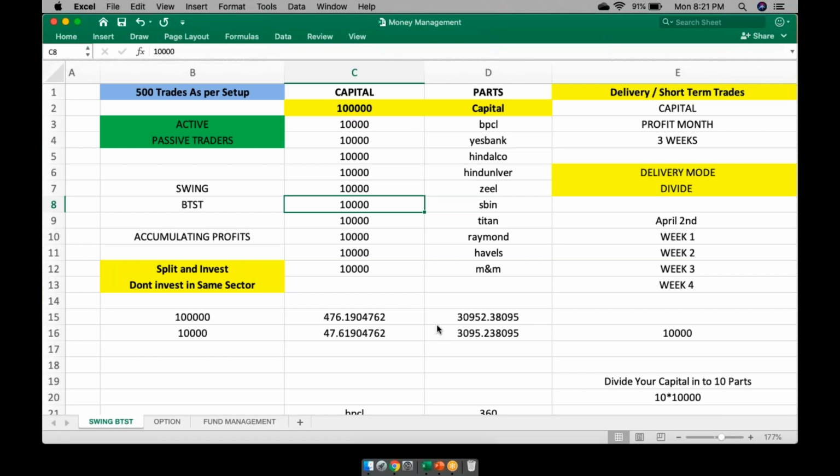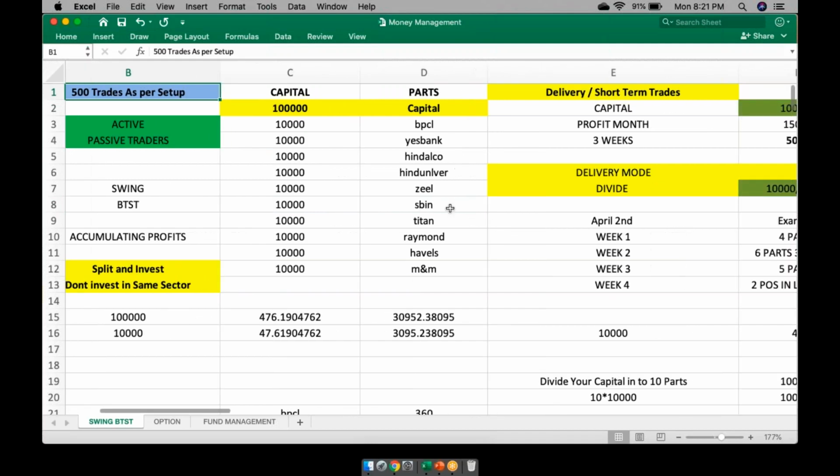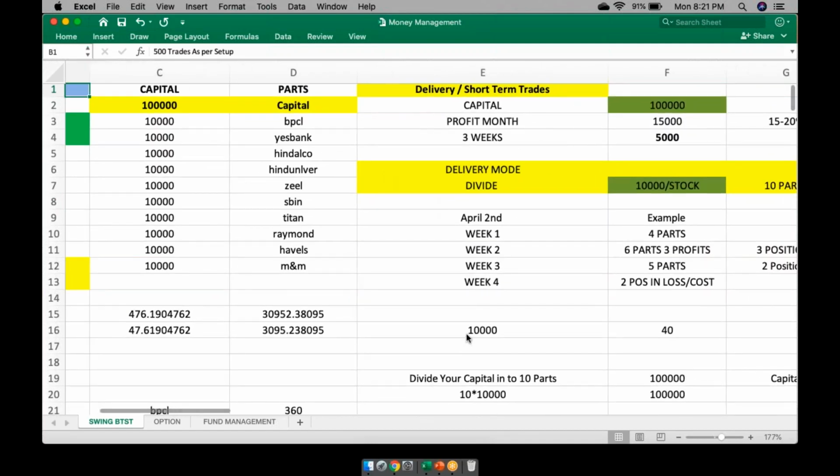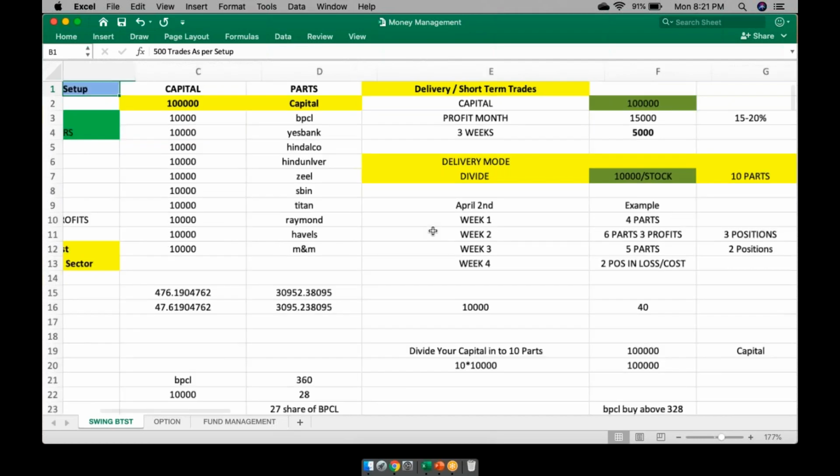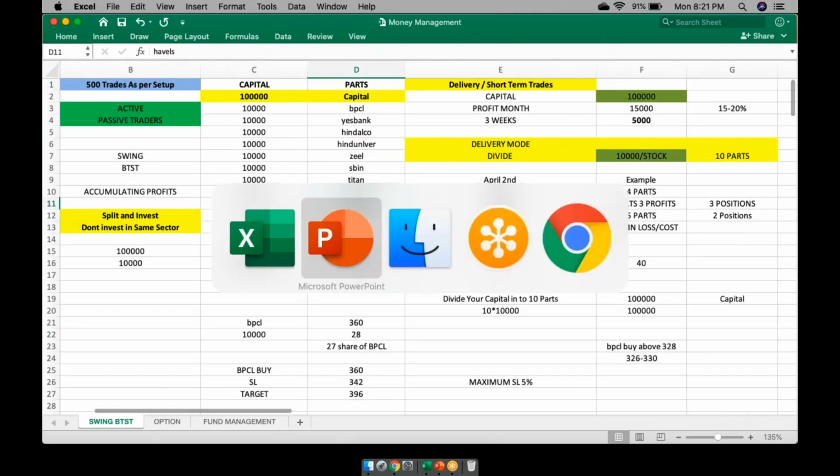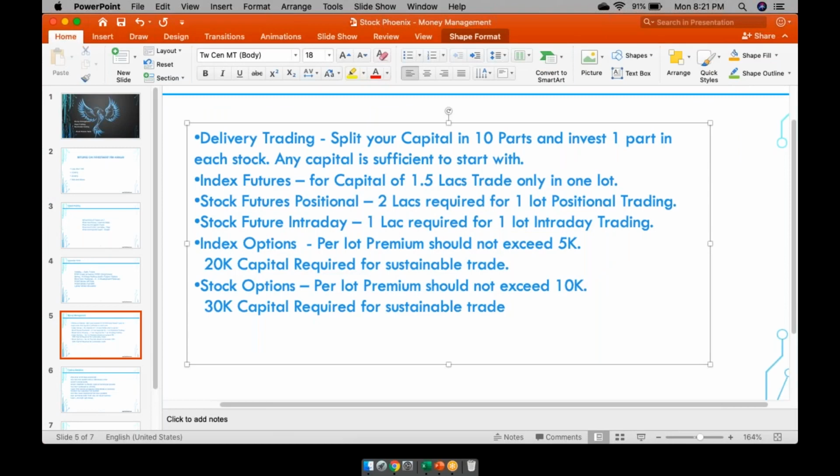That is how we have to select the trade setup. Trade setup should be perfect. If your trade setup is perfect, there is no doubt it will give you profits. Okay. Not 300, all 500 should be supported with strong technicals. Okay. So coming back, now delivery trading.